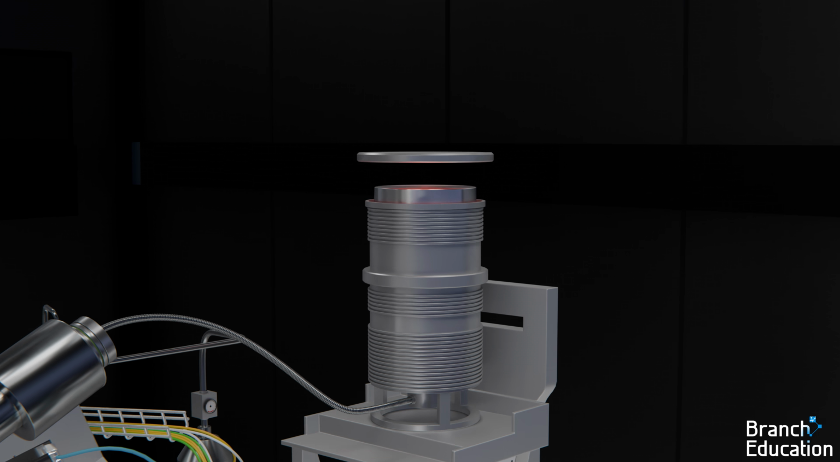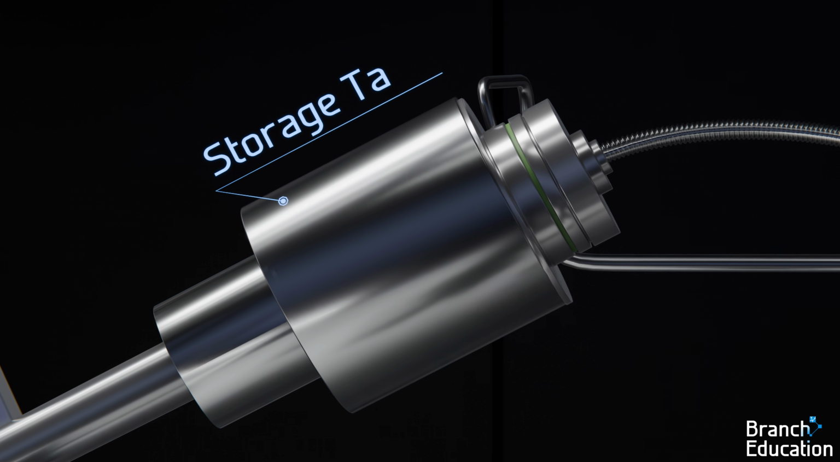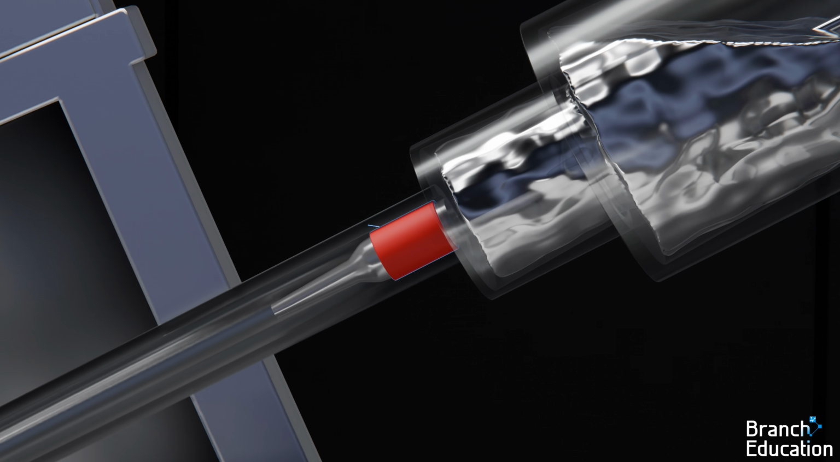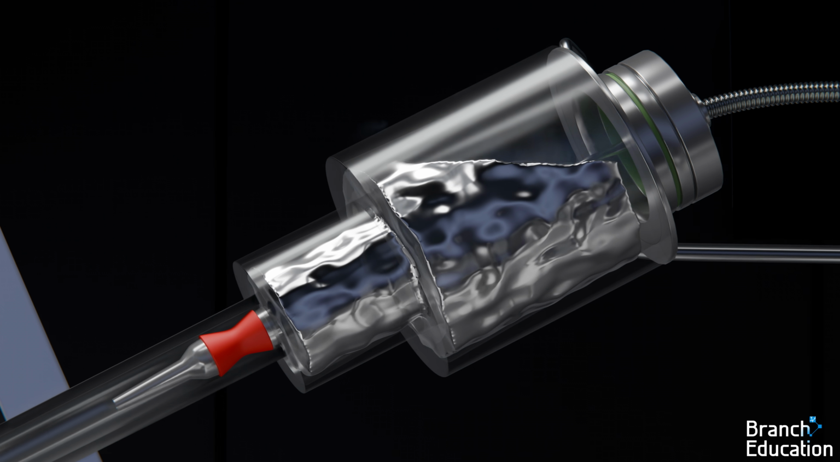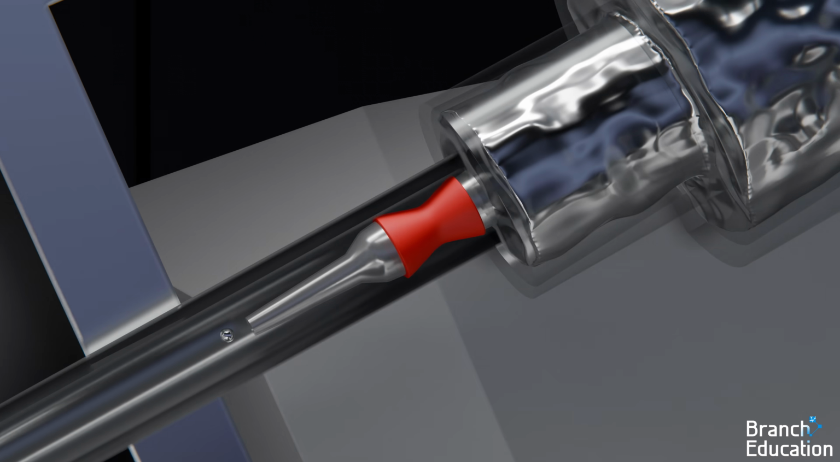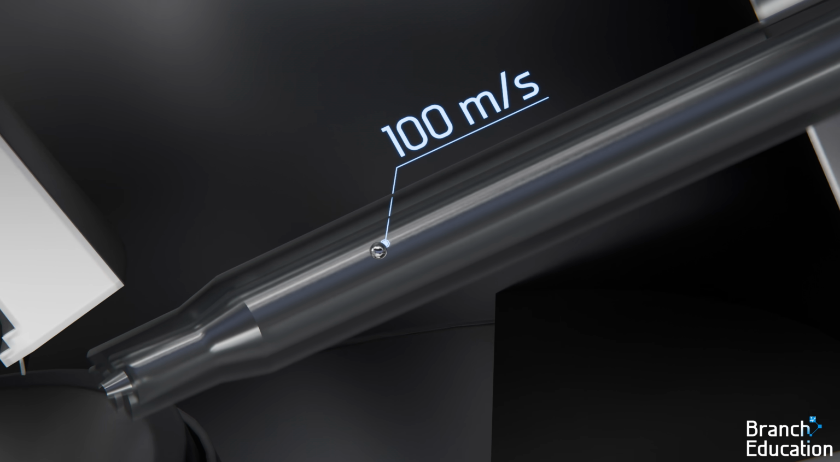Well, over here, a solid ingot of ultra-pure tin is melted and fed into a storage tank and then piped towards a microscopic nozzle. A piezoelectric transducer squeezes the tip of the nozzle, and, due to high-pressure nitrogen inside the storage tank, a droplet of tin is forced out at a speed of 100 meters a second.